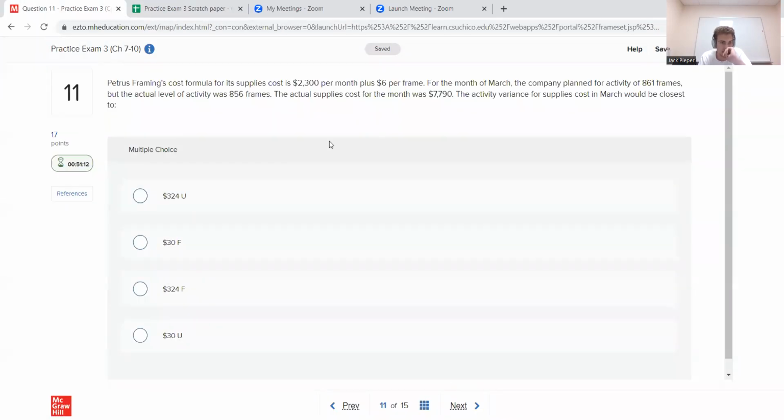Pretty easy. Okay. All right, so this one's a little hard because it's just a word problem, but once you figure it out, it's not that difficult. We're seeing activity variance, right? So immediately that tells us that we're looking at the difference in volume, or the amount of frames.